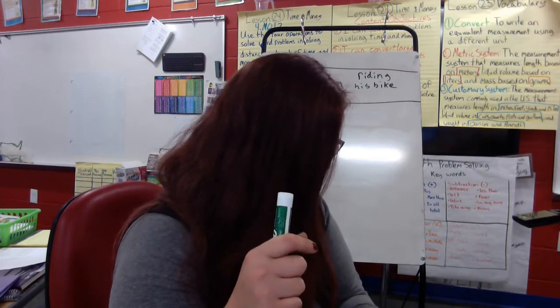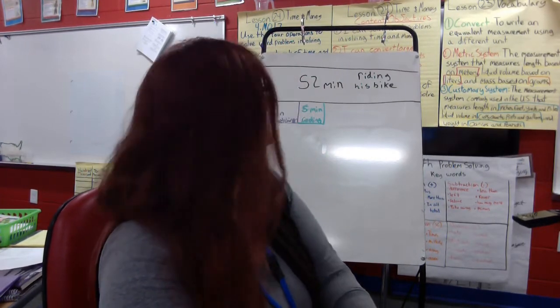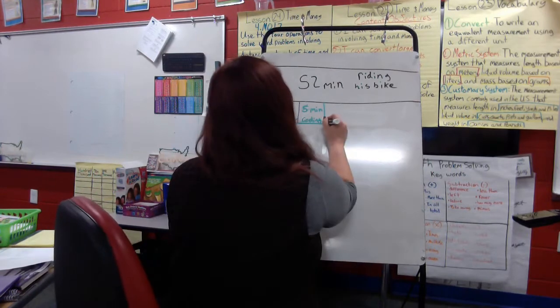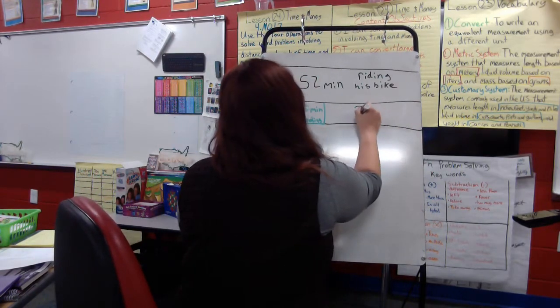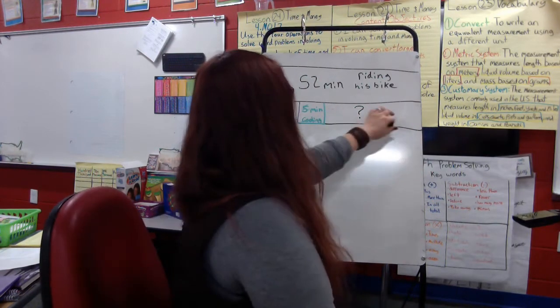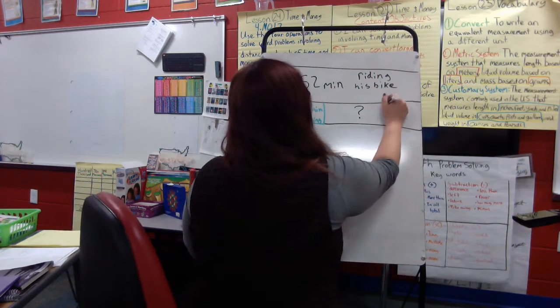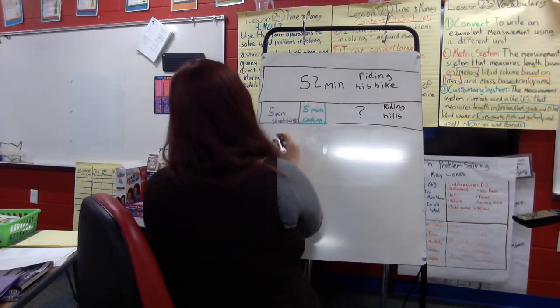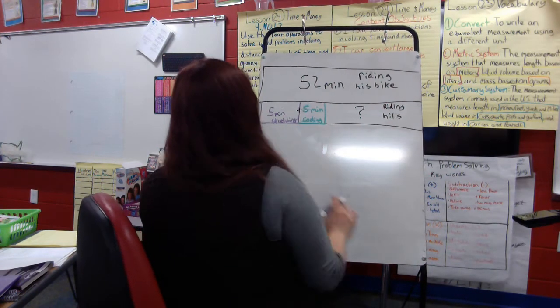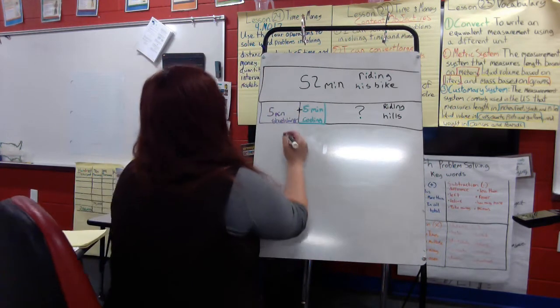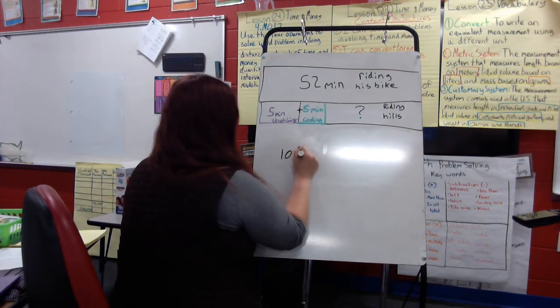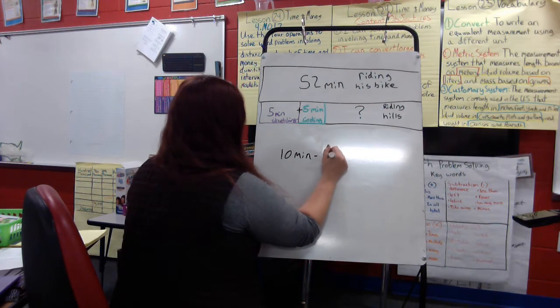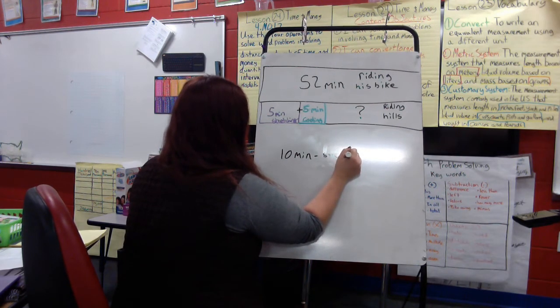How many minutes did he spend riding the hills? Well, we're going to go through. Here's our unknown. This is how much he did going up practicing on the hills. Riding hills. So when we add our 5 minutes of stretching and our 5 minutes of cooling down, we've spent 10 minutes stretching and cooling down.